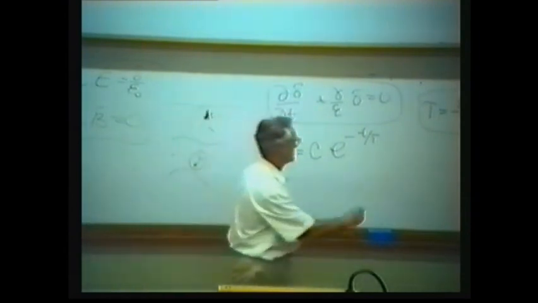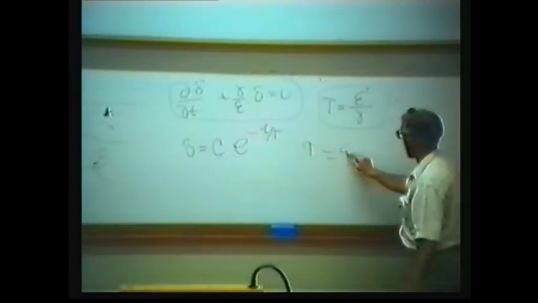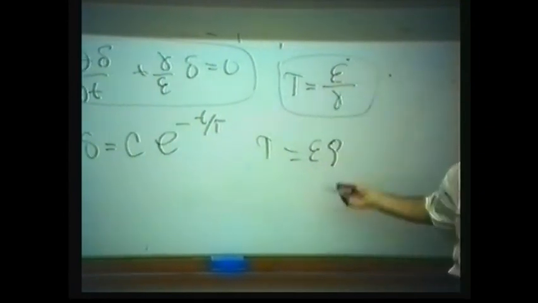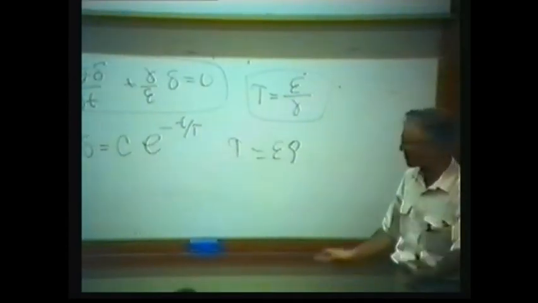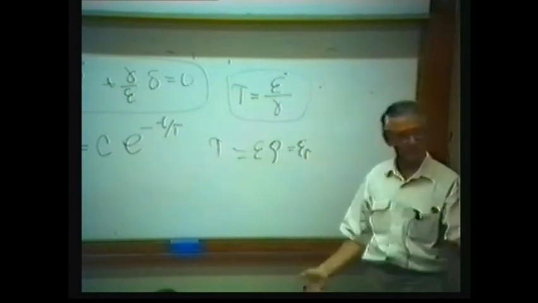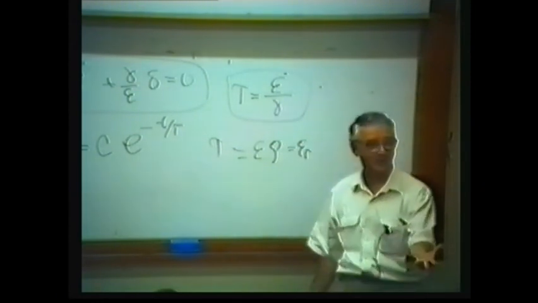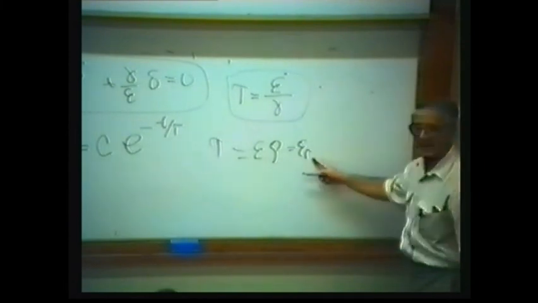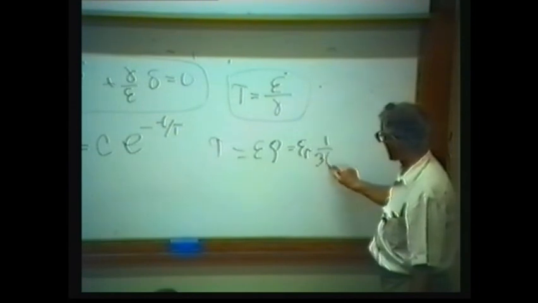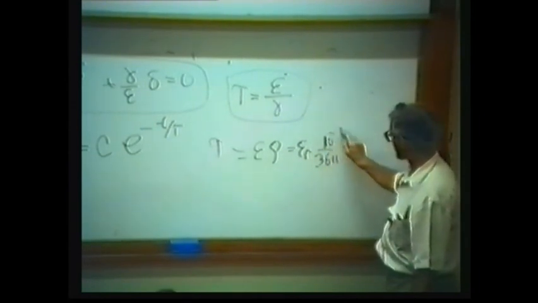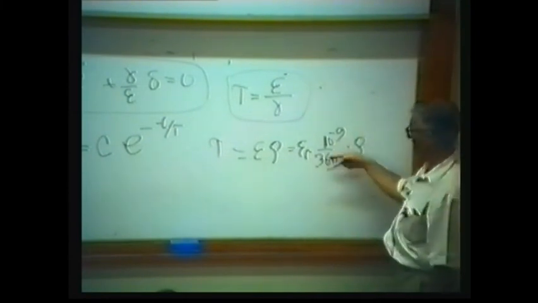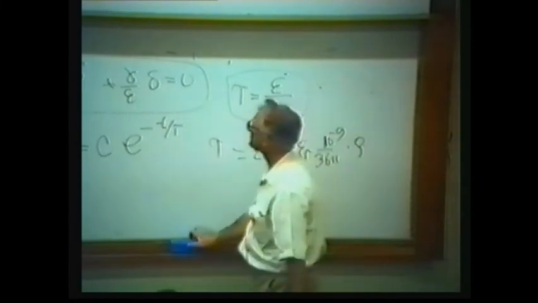Let us write down. Time constant equals epsilon times rho. What is the dielectric constant of the rocks? Let me help you. It is epsilon r, the relative dielectric constant, which we discussed yesterday. Somebody asked me what dielectric means. Now, times the dielectric constant epsilon naught, which is equal to 1 divided by 36 pi, 10 to the minus 9 farad per meter, times rho. Yes, it's correct.